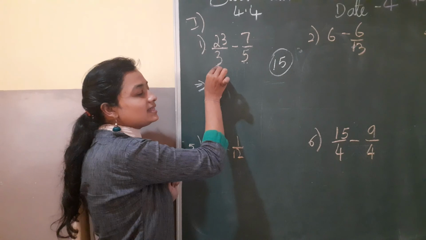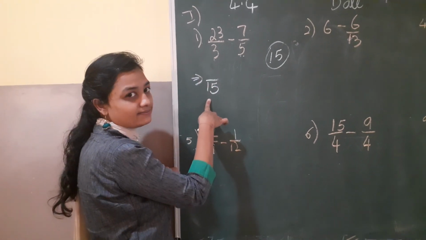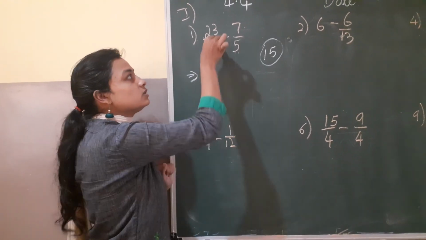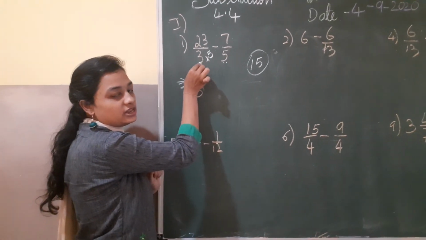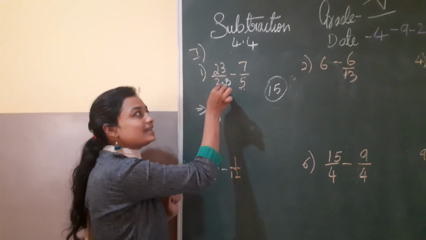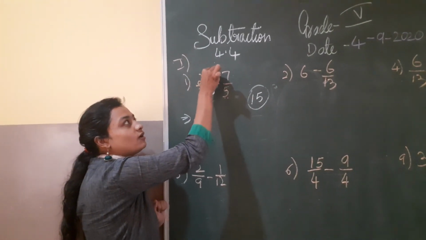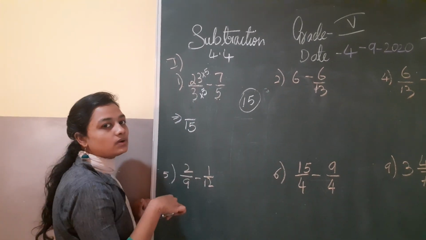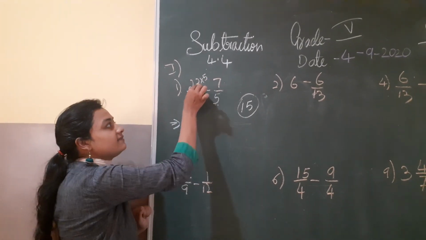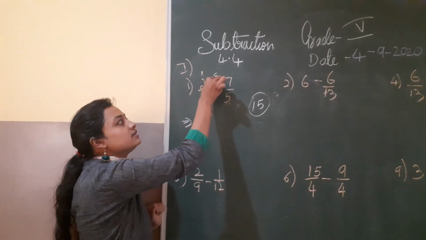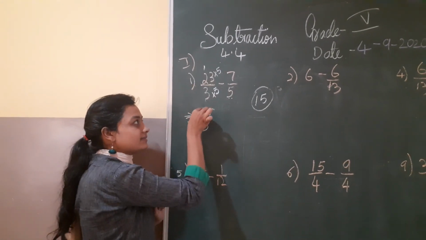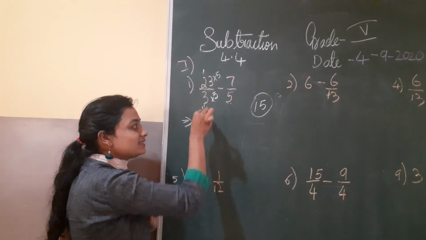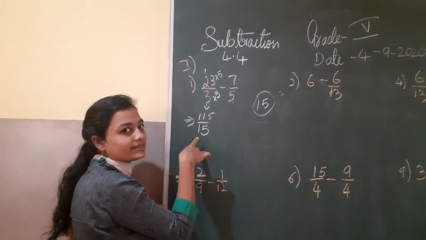I have to see in the 3 tables. When do I get 15? It is 3 5s are 15. So when I multiply 5 to the denominator, I should multiply that 5 to the numerator also. So when I multiply 5 with 23, what is the answer I get? 3 5s are 15, 5 2s are 10 plus 1, 11. So this is the answer I get. So I have converted the first fraction to having the denominator 15.